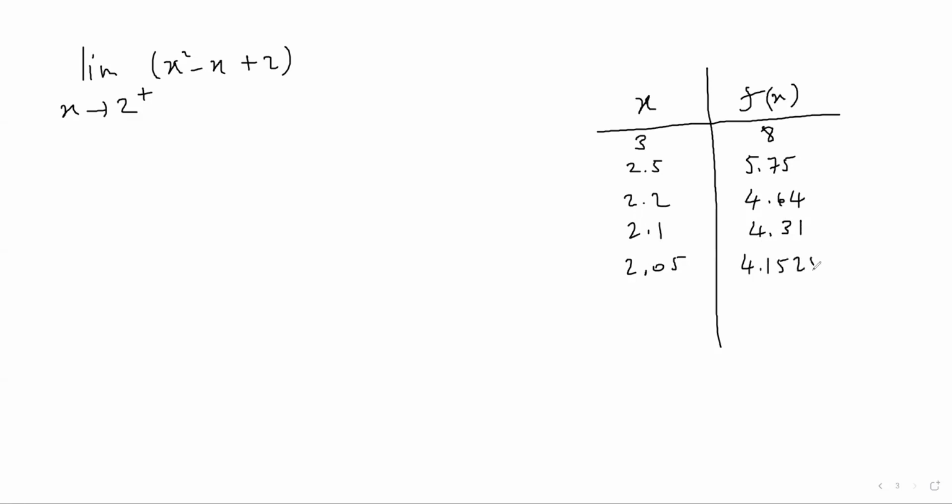4.1525. That's what it gives. Okay, still, but we just keep seeing 4 all the time. So we can already see that it's approaching 4, but we need to be convinced. So let's choose one that's even closer to 2, 2.01. Now, the corresponding function value for 2.01 is 4.0. Okay, now we get closer.